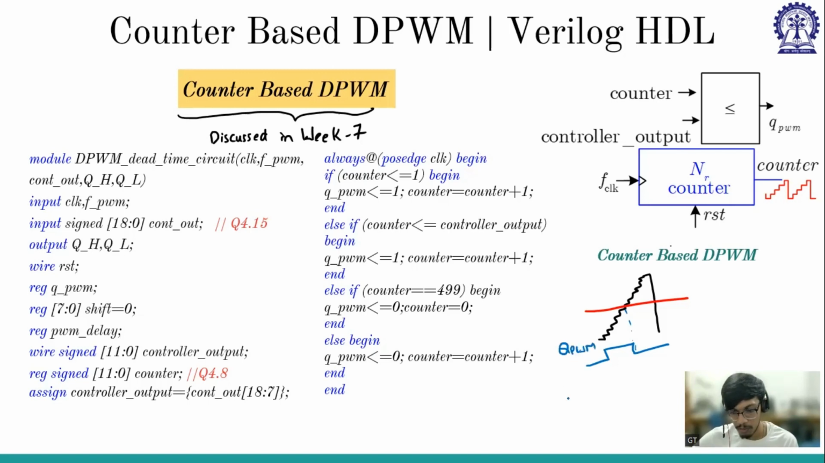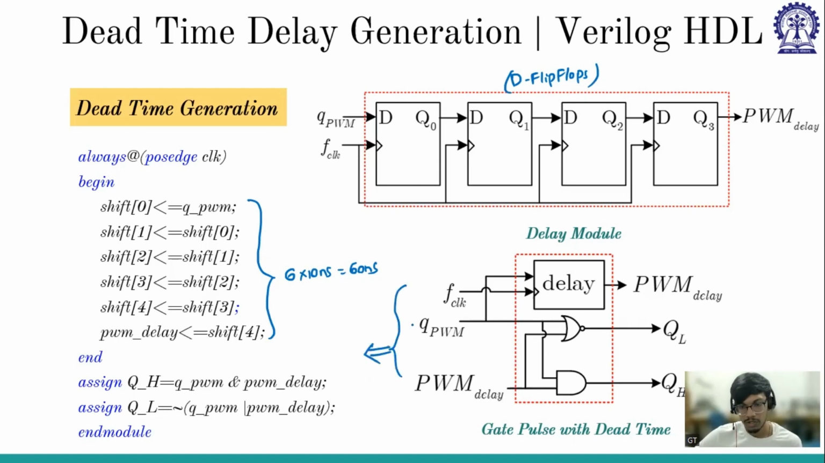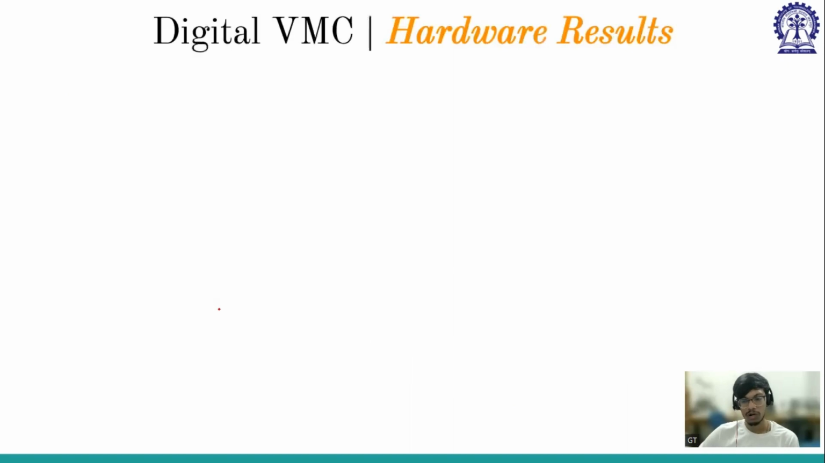Now using this QPWM, I have to get QH comma QL with the dead time. That dead time logic we also discussed by keeping multiple D flip-flops in series, which will give a delay. We have considered, I think, how many? 1, 2, 3, 4, 5, 6. So we have 6 cycles of clock, 6 times 10 nanoseconds, so we have 60 nanosecond delay. We also discussed how this logic comes from the timing diagrams. So this logic is this logic. We discussed all these things last week, so I'm not going to discuss this again. This completes our digital voltage mode control Verilog HDL.